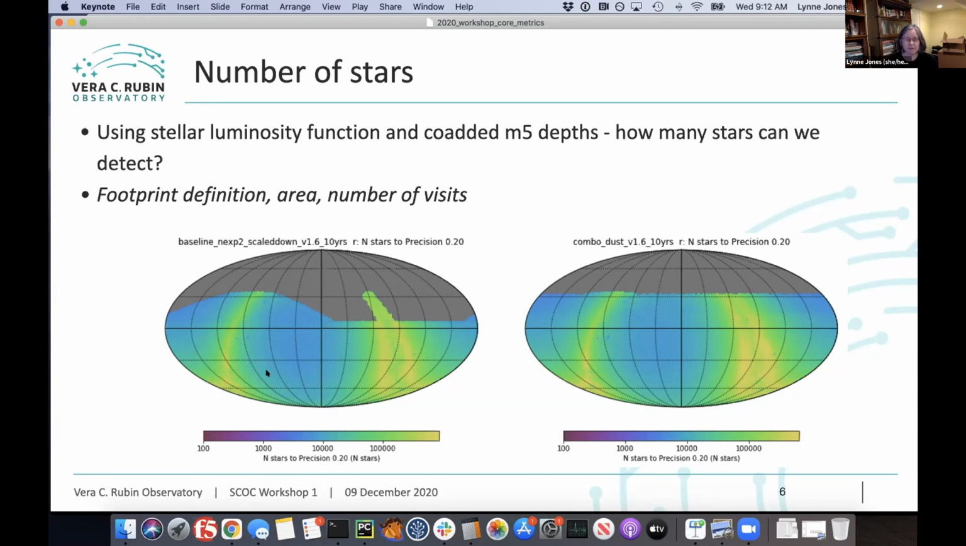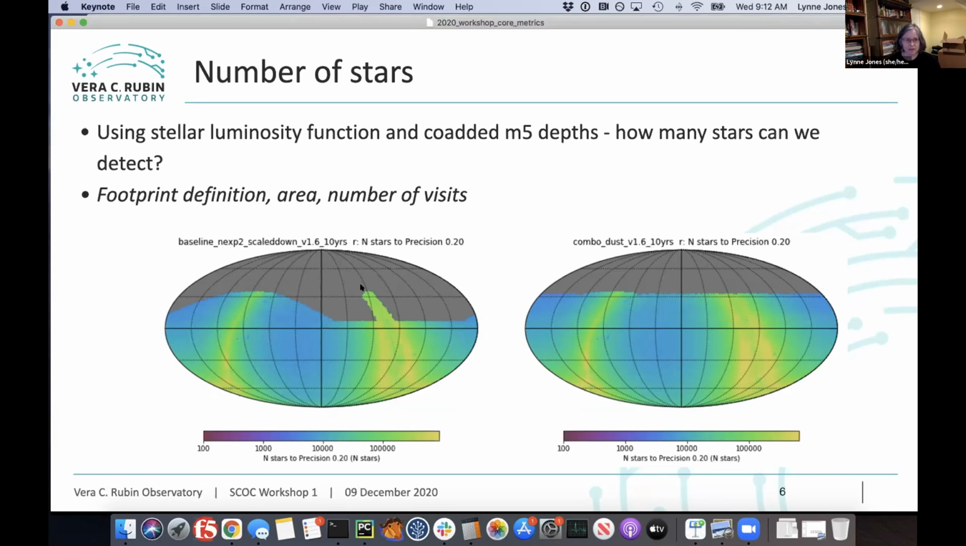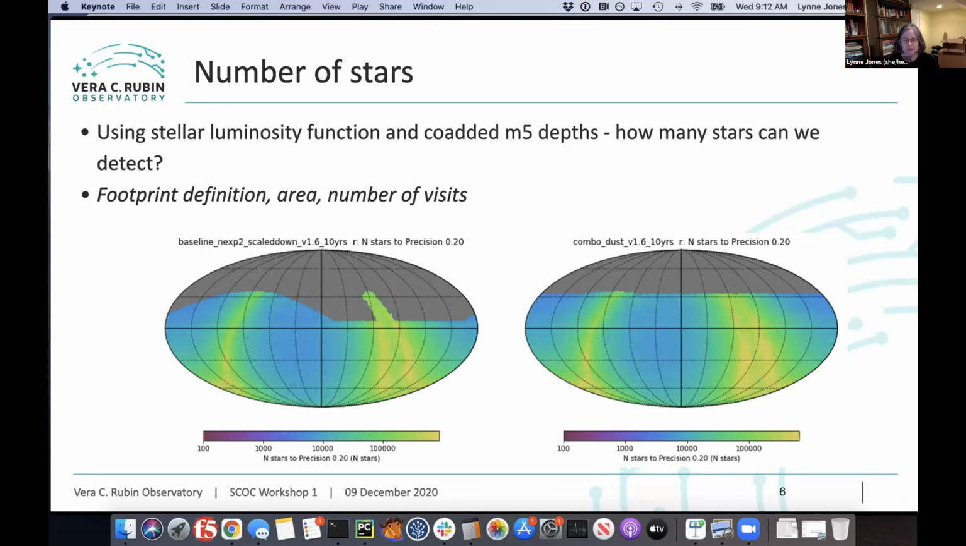So it depends on the footprint definition, the area, and then the number of visits, because again, the luminosity function is shallow enough that as you increase the number of visits, your depth doesn't increase as fast as you can increase your area if you just boost the area. So here we have again the traditional baseline footprint on the left and a potential new footprint on the right. And you can see that there are more stars. If you sum up the number of stars across the sky, there are more stars on the right.